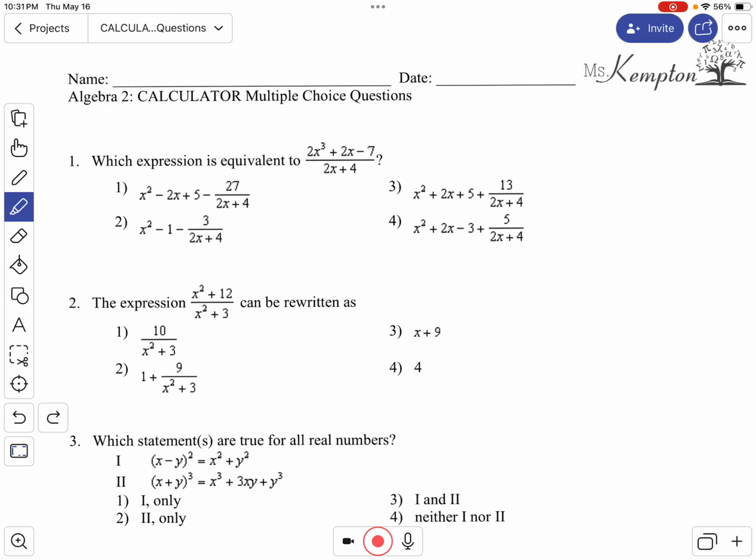Welcome. This is Algebra 2 Calculator Multiple Choice Questions with Ms. Kempton. This is the ultimate guide on how to check your answers using your calculator. I am going to give you all the tricks of the trade.